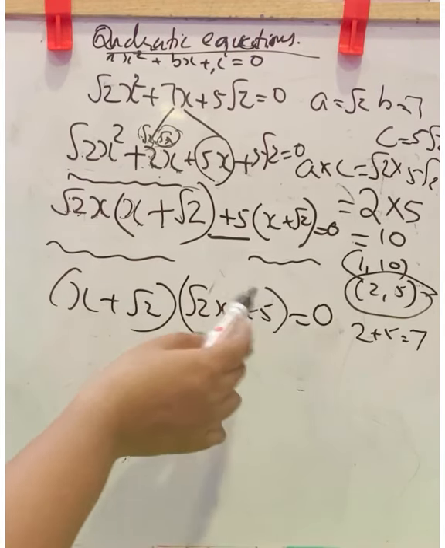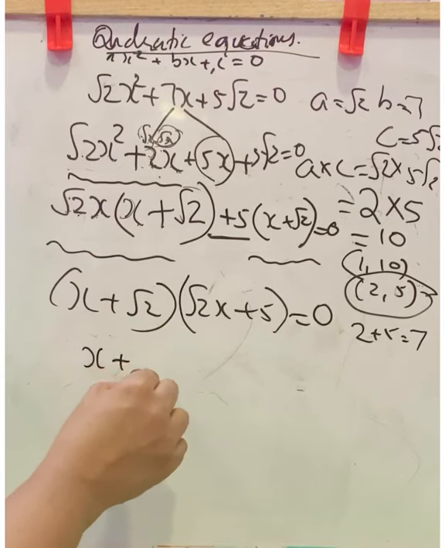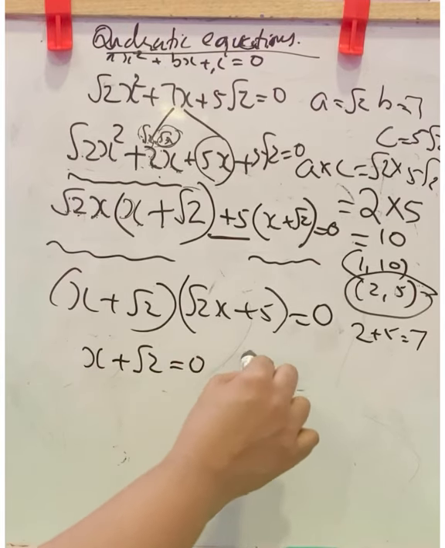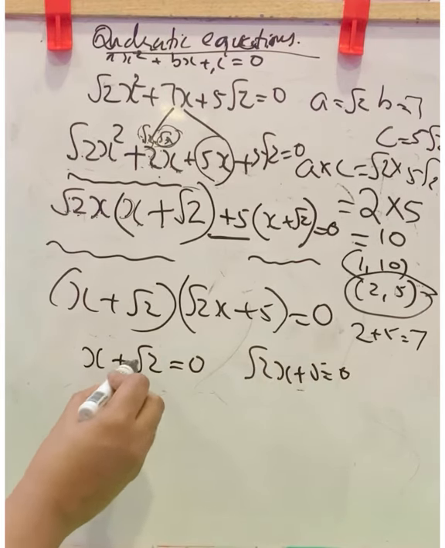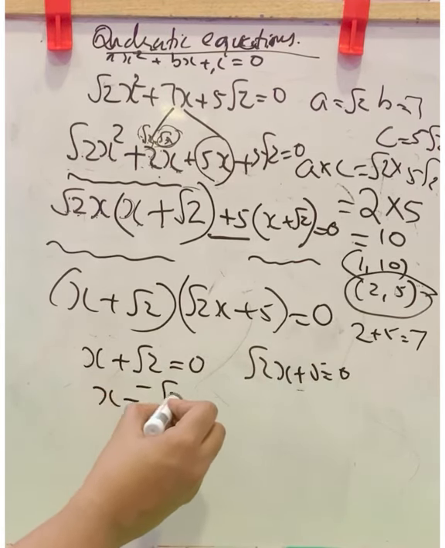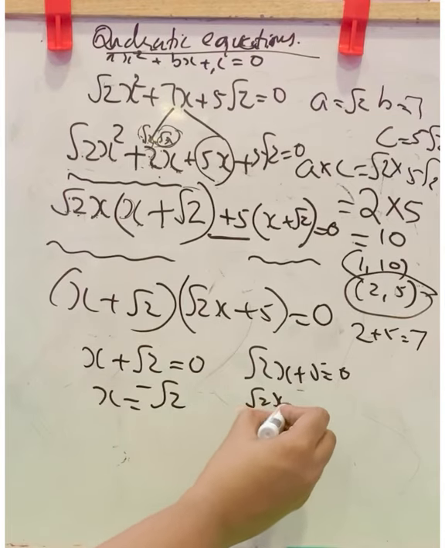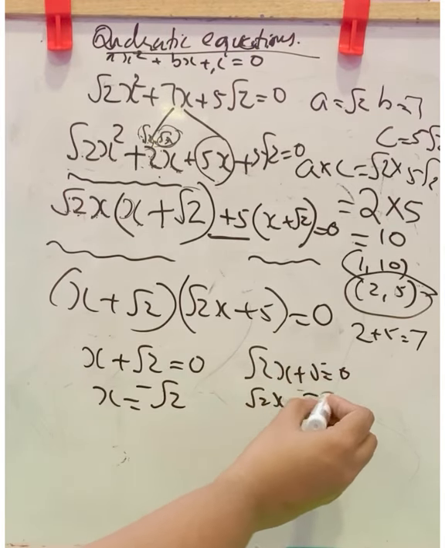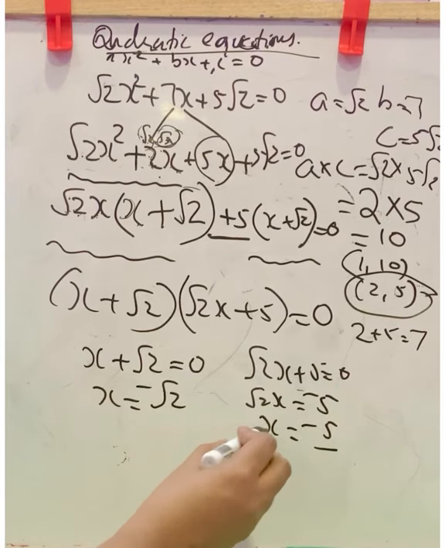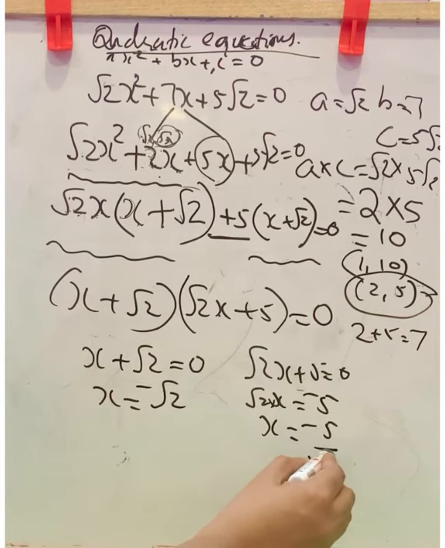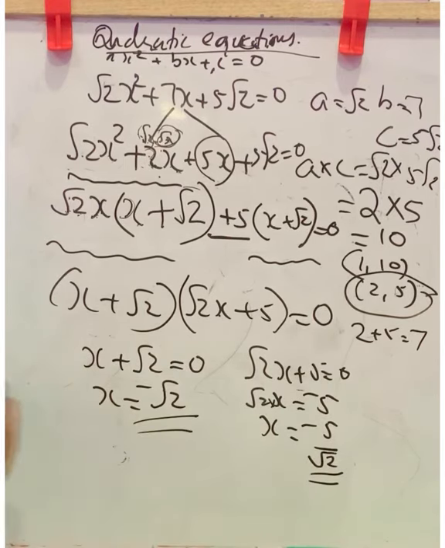Now two terms are there, equate each term to 0. Root 2x plus 5 equal to 0. Here x is equal to plus root 2 taken to RHS, minus root 2. Here keep root 2x here, 5 taken to RHS minus 5, x equal to minus 5, root 2 taken to RHS, here it is multiplication, taking to RHS it goes to denominator, minus 5 by root 2. So we got the roots, minus root 2 and minus 5 by root 2.